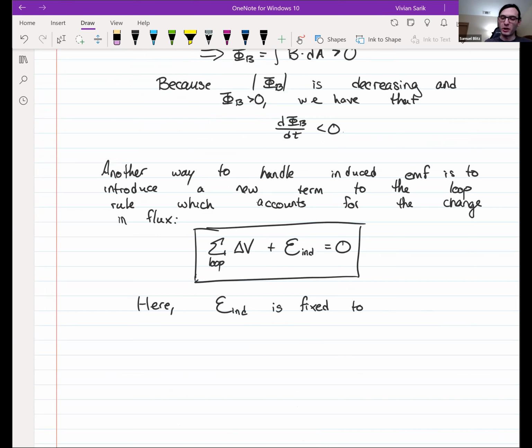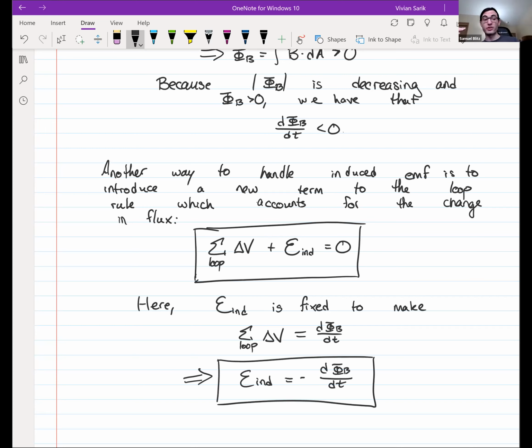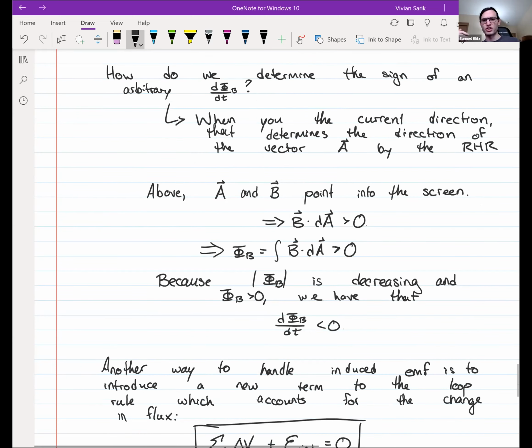It's fixed to make this statement: the sum over delta V is equal to the rate of change of the magnetic flux. So the induced EMF is equal to the negative rate of change of the magnetic flux. All of this work was to get at this formula, and we're going to generalize it in just a second.